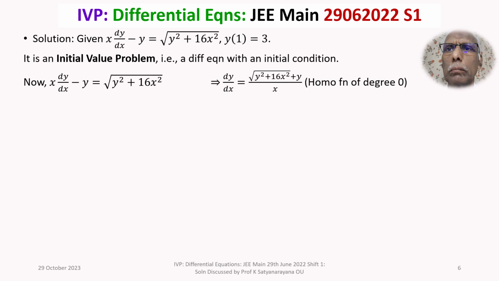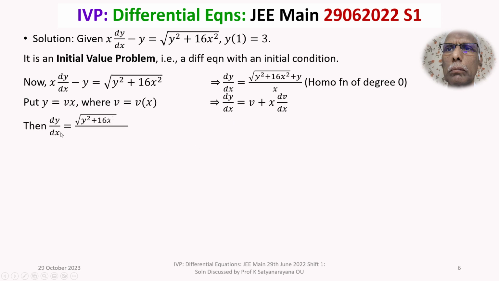The method is put y is equal to vx, where v is a function of x. Now differentiating, we will get dy by dx is equal to v plus x dv by dx. Apply the product rule. Now substitute in the given differential equation. So take the differential equation, substitute dy by dx is equal to v plus x dv by dx, the left hand side, is equal to under the square root of y square is v square x square plus 16x square plus y is vx by x.